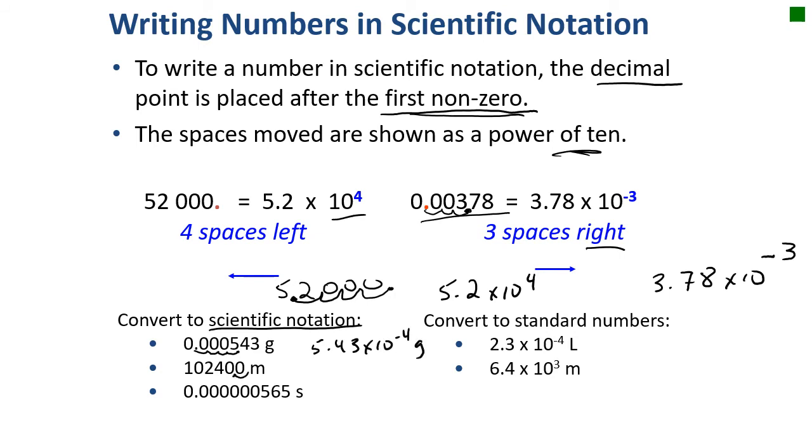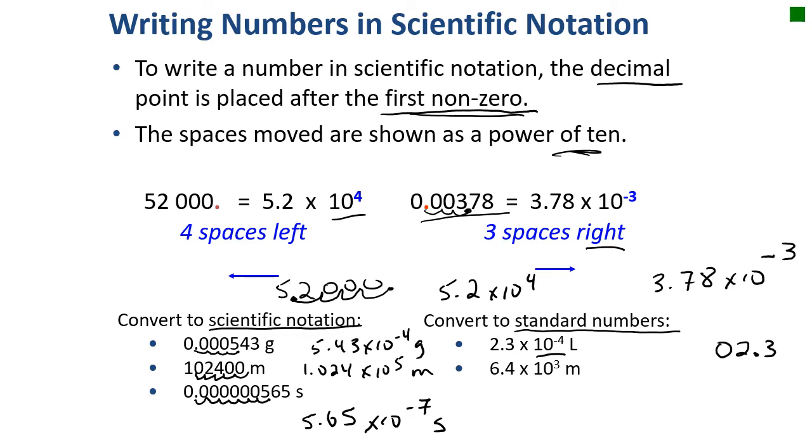Here we're going to move the decimal to the left, 1, 2, 3, 4, 5, 1.024 times 10 to the fifth meters. Here, 1, 2, 3, 4, 5, 6, 7, 5.65 times 10 to the minus 7 seconds. We could also put numbers in scientific notation into standard numbers. So if we have 10 to the minus 4, we're going to have 2.3, and then we can put our zeros in. We know we're going to move it 4 spots, so 1, 2, 3, 4, and that is going to be our answer.